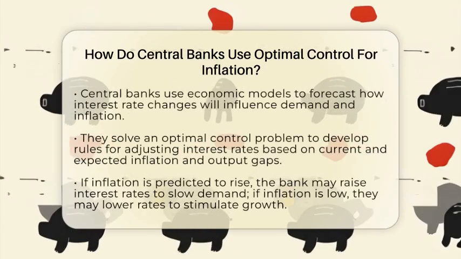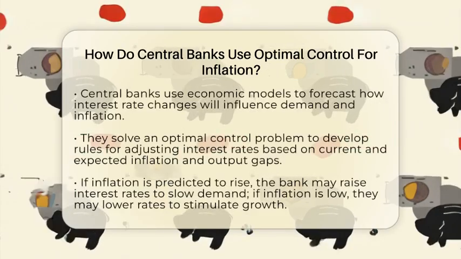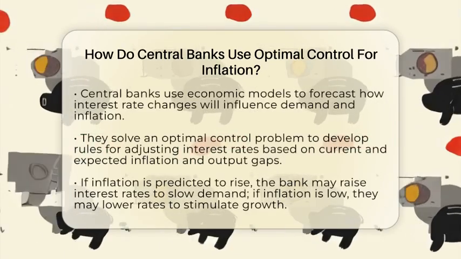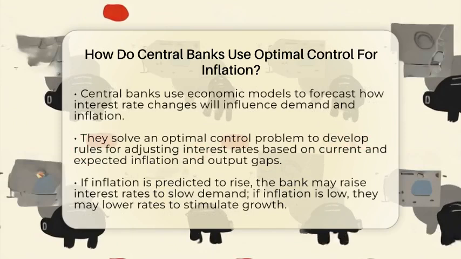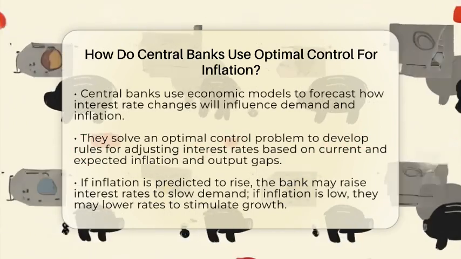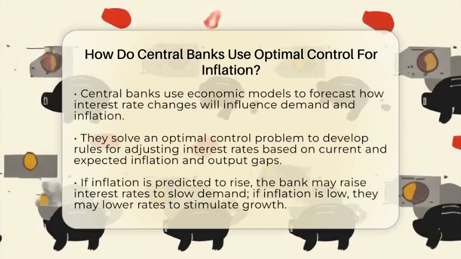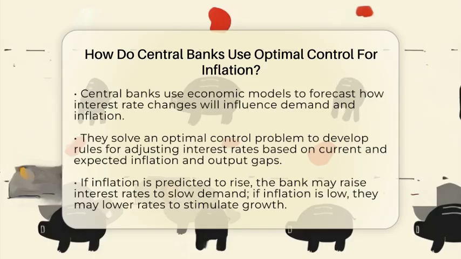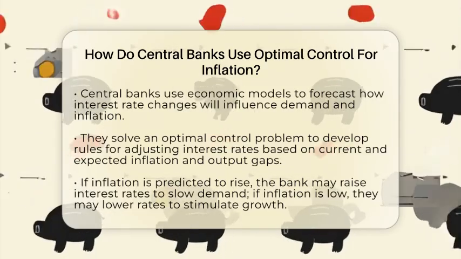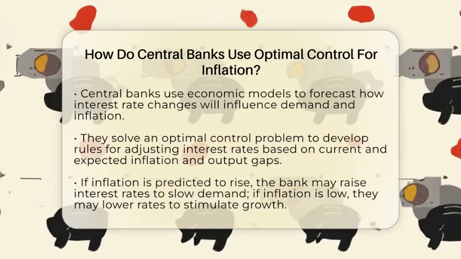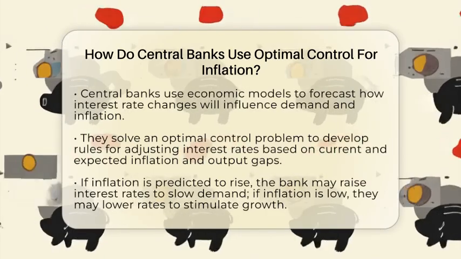The central bank then uses economic models to forecast how changes in interest rates will influence demand and inflation. Using these forecasts, the central bank solves an optimal control problem. This helps them develop a rule for adjusting interest rates based on current and expected future inflation and output gaps.